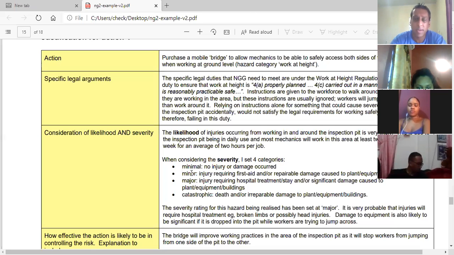If you just go on Google, you can find a risk matrix and use that. You could use numbers if you wanted to. I had students who used numbers for likelihood and severity. They didn't do that here. They just said it was high or major. So the severity rating for this hazard being realized has been set at major. It is very probable that injuries will require hospital treatment, etc.